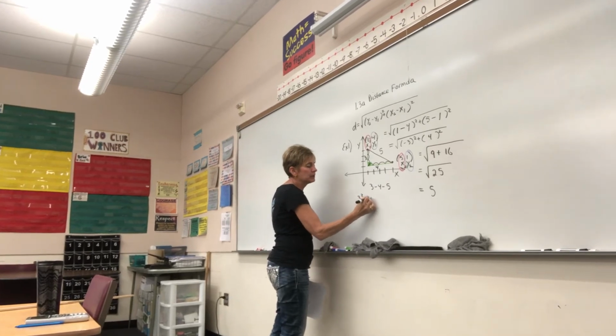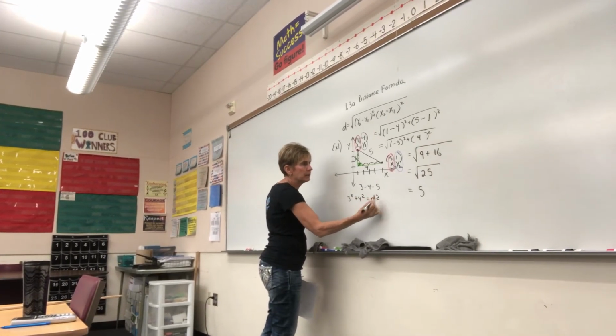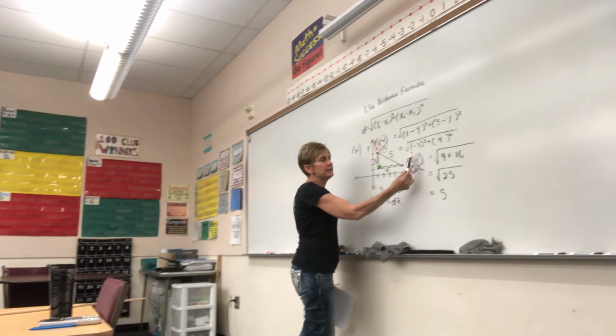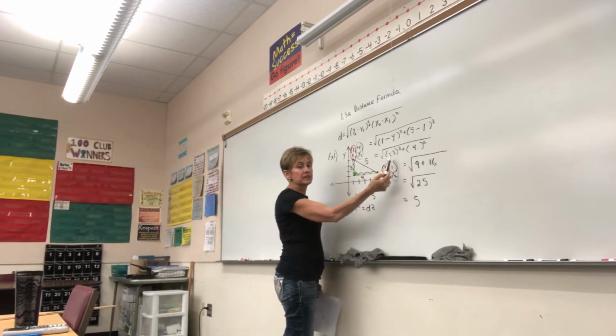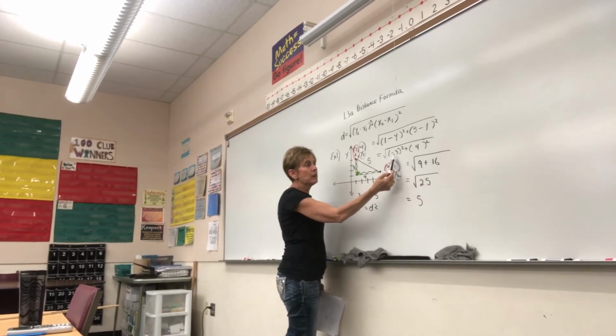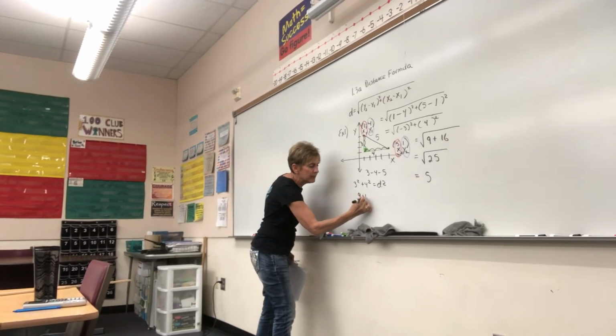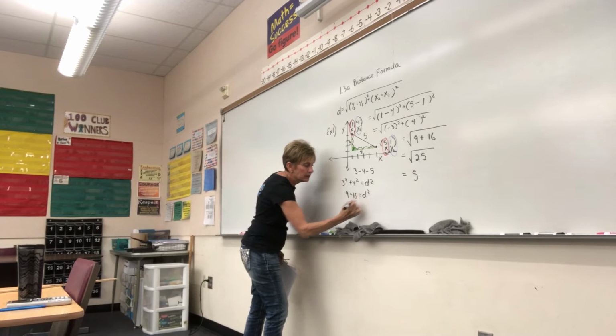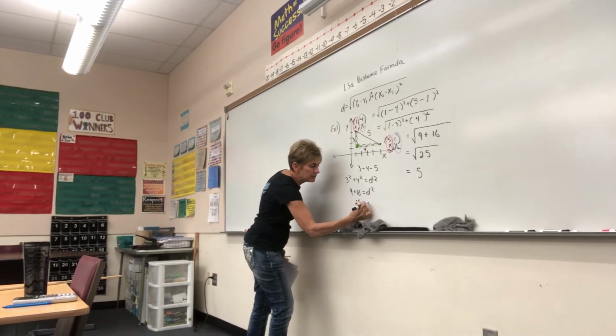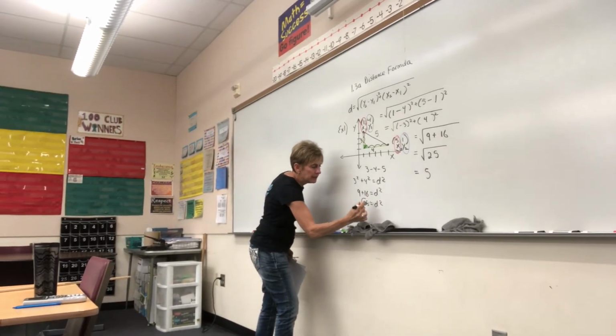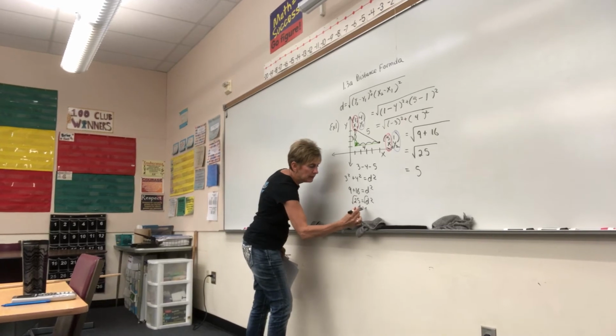3 squared plus 4 squared equals d squared. Notice that's very similar to what we were doing here. This was -3 squared, but negative times negative is positive. We end up with the actual same work in the end. 25 equals d squared, and then take the square root to get d is 5.